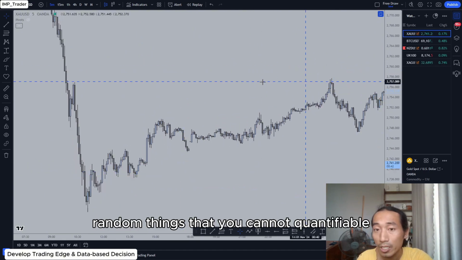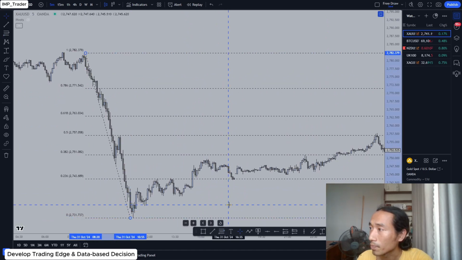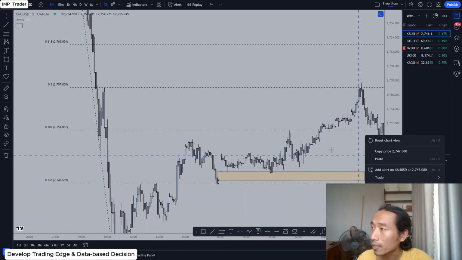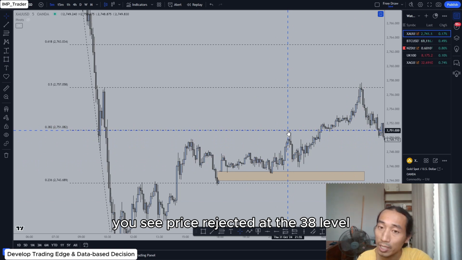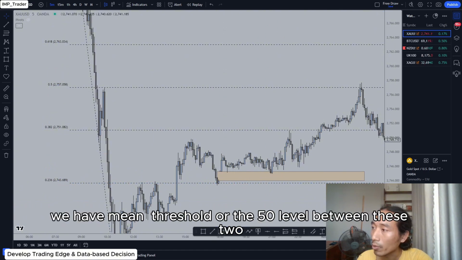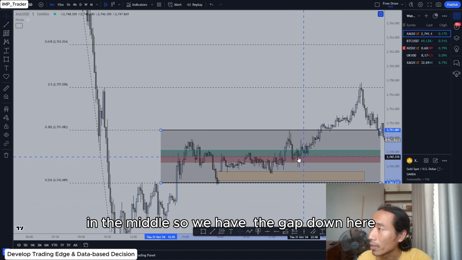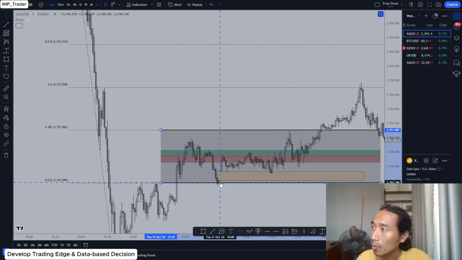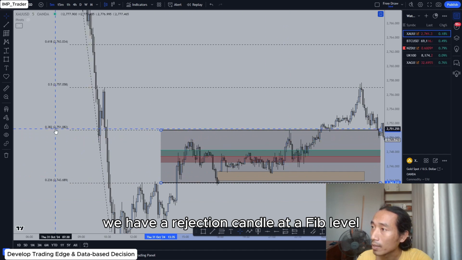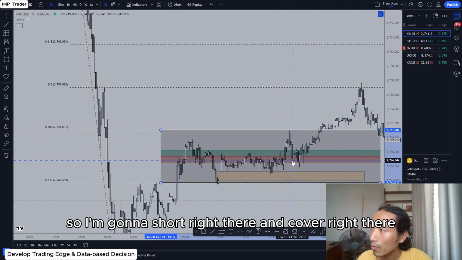not just some random things that you cannot quantify. Let's say we can use Fib retracement in this case, and if you're trading using Fib, you can see price rejected at the 38 level, and we have the 23 down here. We have the mean threshold, or the 50 level, between the two Fibs somewhere in the middle. So we have the gap down here. We have a rejection candle at a Fib level, or the mean value around the middle zone right there. So I'm going to short right there and cover right there.